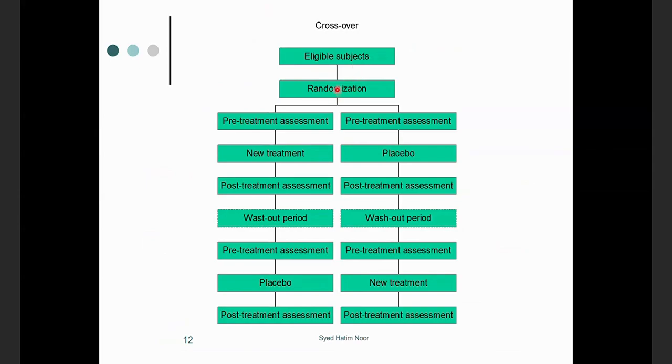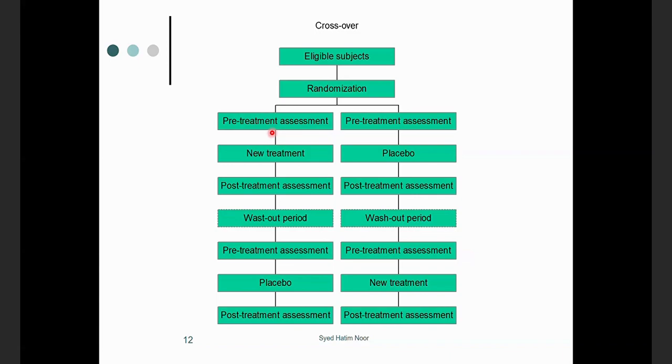Okay, so group A, take the pre-treatment, take the baseline. Group B also take the baseline. Then group A will receive the new treatment, group B will receive placebo. After that, you measure again, the post-assessment.